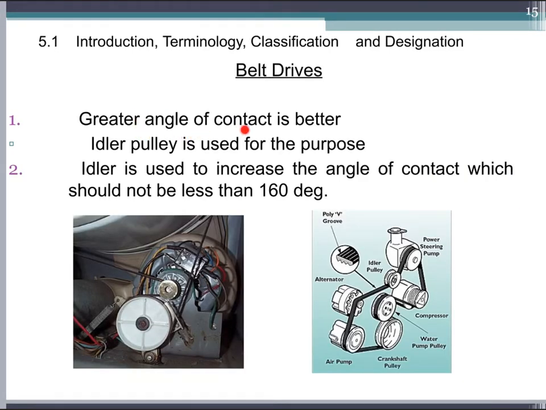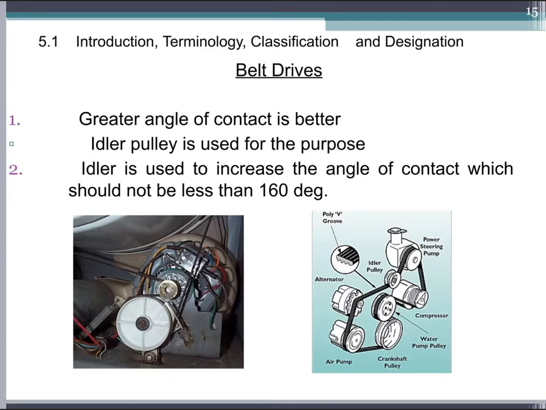So a greater angle of contact is better. Why? A greater angle of contact means friction is higher compared to a lower angle of contact. So more friction, more power can be transmitted. So usually we can use the idler pulley to increase the angle of contact for that belt. So the idler is used to increase the angle of contact, which should not be less than 160 degrees.